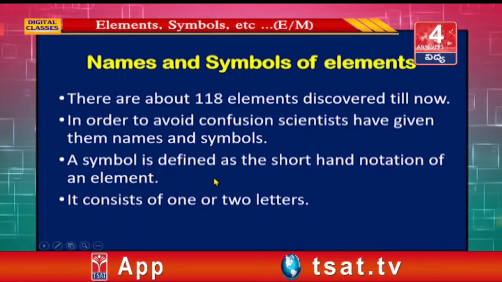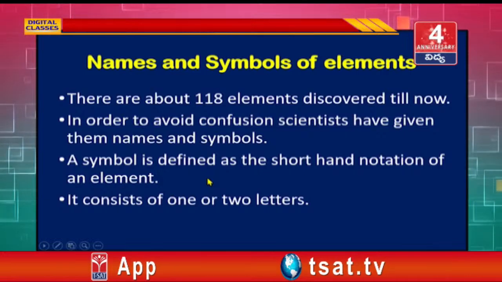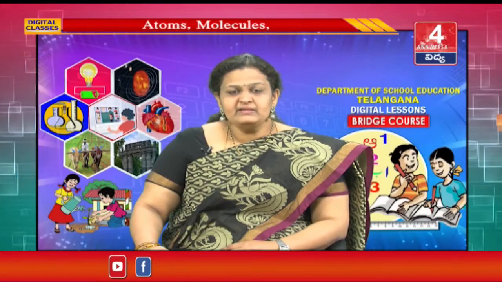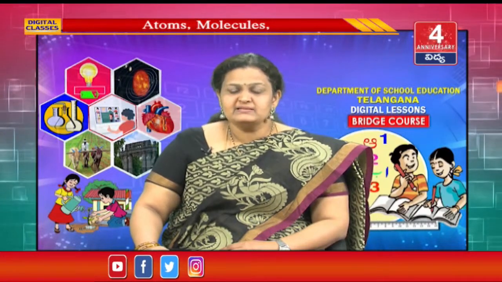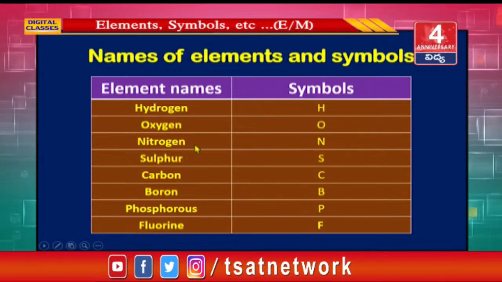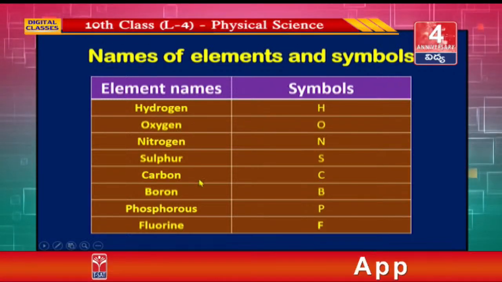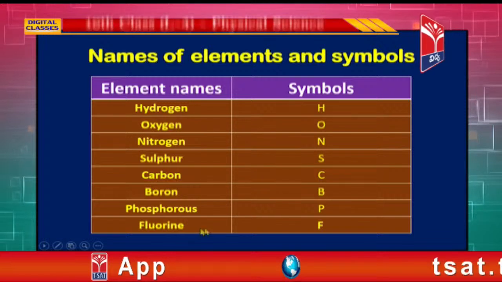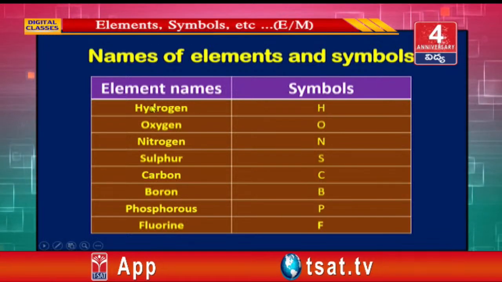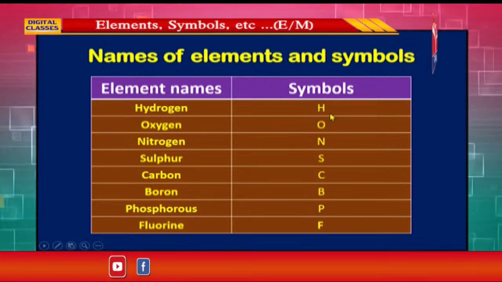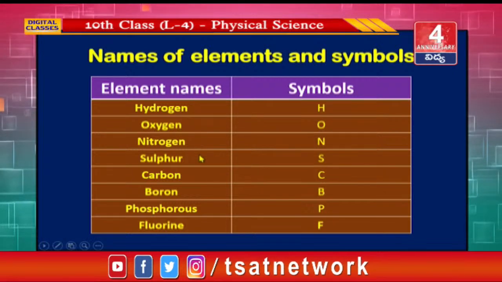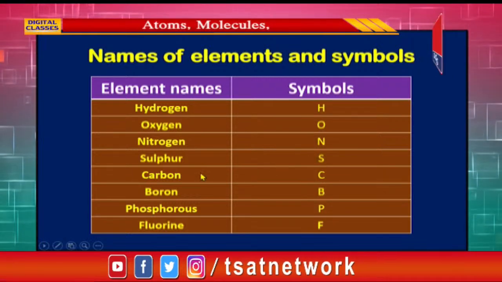Just now we have seen, children, for hydrogen we have used H, for phosphorus we have used P. That is the symbol of the element. Let us see some common elements and their symbols. So, we have hydrogen, oxygen, nitrogen, sulfur, carbon, boron, phosphorus and fluorine. If you observe, children, the first alphabet of the element name is taken as the symbol. Oxygen O, hydrogen H, nitrogen N, sulfur S. Isn't it, children? Carbon C.